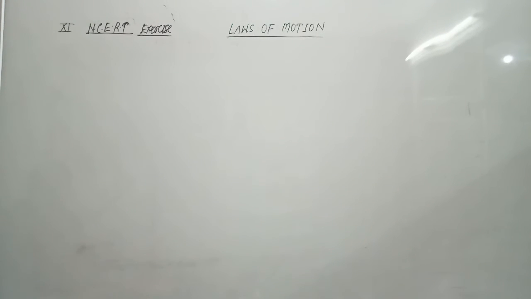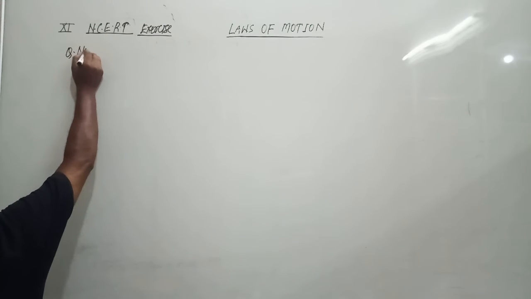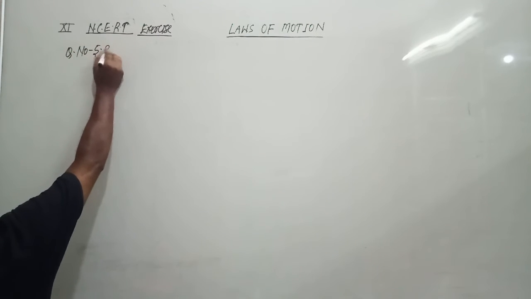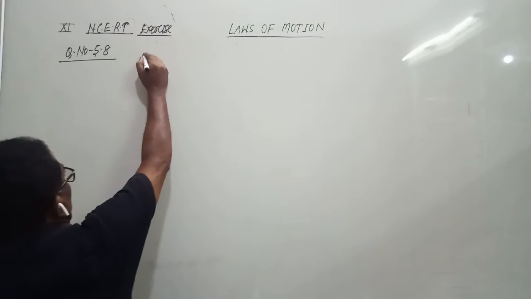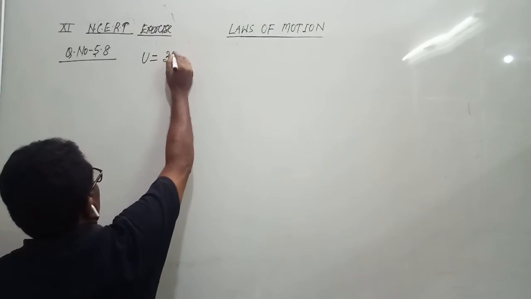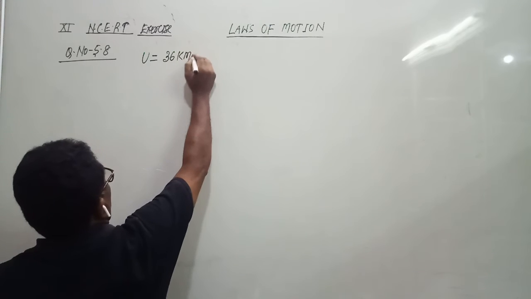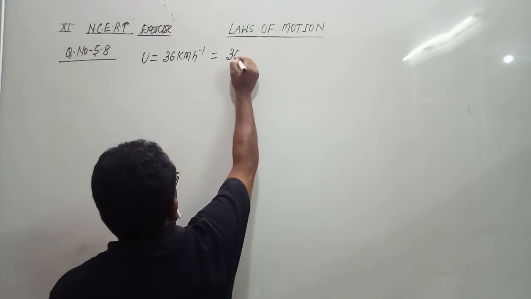Now the next question, question number 5.8. The driver of a three-wheeler is moving with a speed of 36 km per hour. We can convert this kilometer per hour into meter per second.